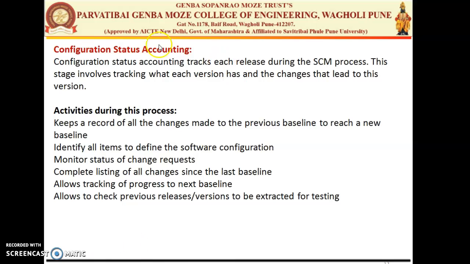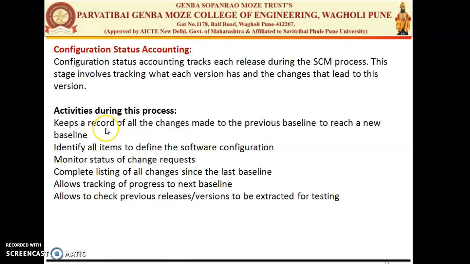So the next one is configuration status accounting. That means configuration status accounting tracks each and every release during your SCM process. So this involves tracking what each version has and the changes that lead to the version. So it always maintains an accounting report: what the version was previously, what changes have been applied for that particular version, and what new version is introduced from the previous one.